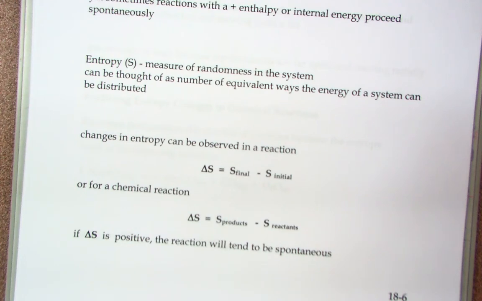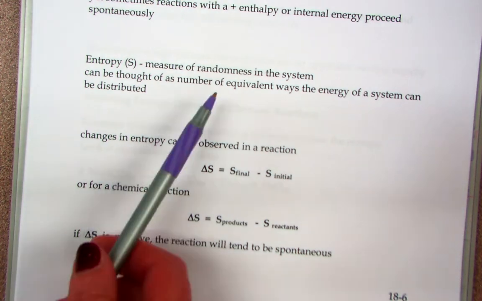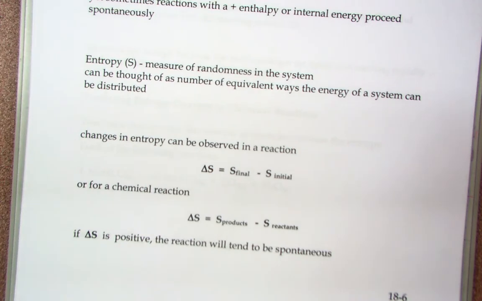Entropy is kind of hard to define, I think. They say in chemistry books it's the measure of randomness in the system, or the number of equivalent ways the energy can be distributed. And I never found that very clear. So I think of entropy more as the randomness and the chaos that exists in a system. And you've seen examples of this in your life. In everyday life, we see entropy changes all the time.